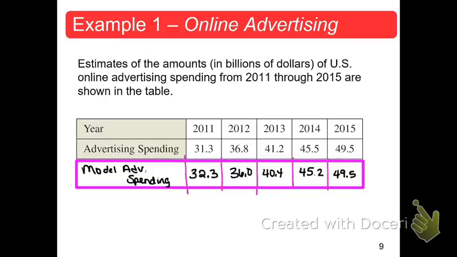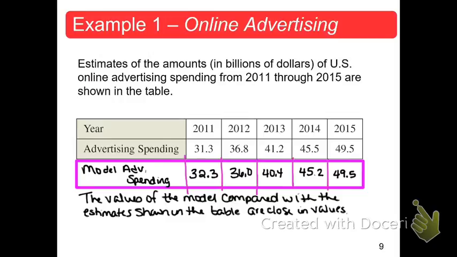Okay, so now that our table is completed, how do these values of the model compare with the estimates that were shown in the table? If you notice, their values are really, really close. So we would put that the values of the model compared with the estimates shown in the table are close in value. So let's write that out. Okay, so we got our sentence written out for that.